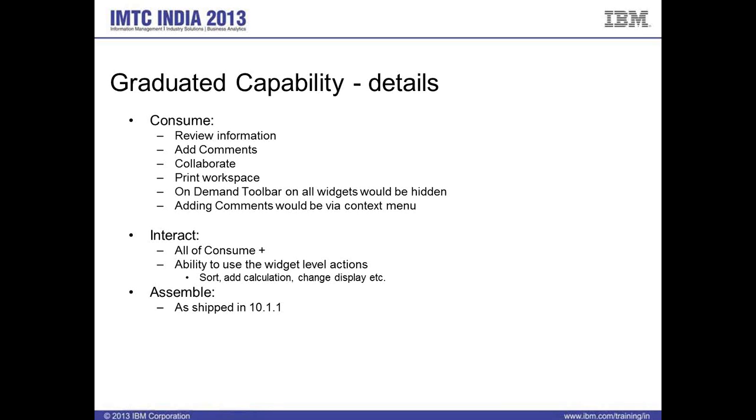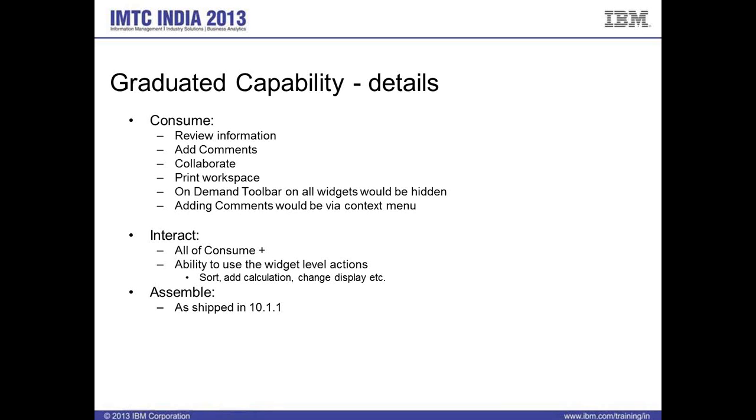Instead of that, all the features will be available in the context menu rather than using them from the widget bar. They can collaborate if they are using capabilities like Lotus Connections for collaborating. If they are using Lotus Activities for collaborating based on a Cognos Workspace, they can definitely use that. They can print the workspace. As I said, the on-demand toolbar for each widget as well as the workspace will be hidden for the user, and adding comments will be based on the context menu. So these are the capabilities that will be restricted for consume users.